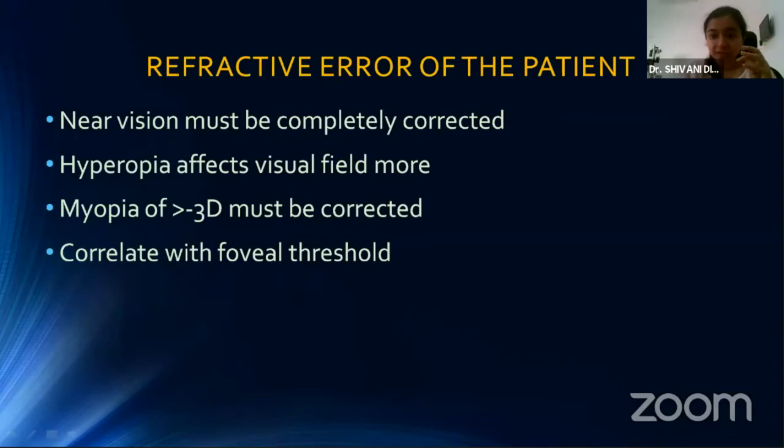Near vision needs to be corrected before the patient starts performing the test. Hypermetropia affects the visual field more. When there is myopia of 3 diopters or more, it needs to be corrected. And having a habit of correlating the visual acuity, the foveal threshold, and the retinal sensitivity values helps us get a complete picture.